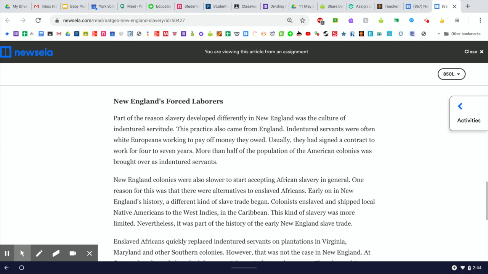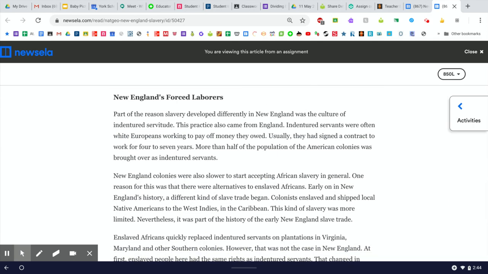This section's called New England's Forced Laborers. Part of the reason slavery developed differently in New England was the culture of indentured servitude. So we're going to learn about that. This practice, indentured servitude, also came from England. Indentured servants were often white Europeans working to pay off money they owed. Usually, they had signed a contract to work 4 to 7 years.